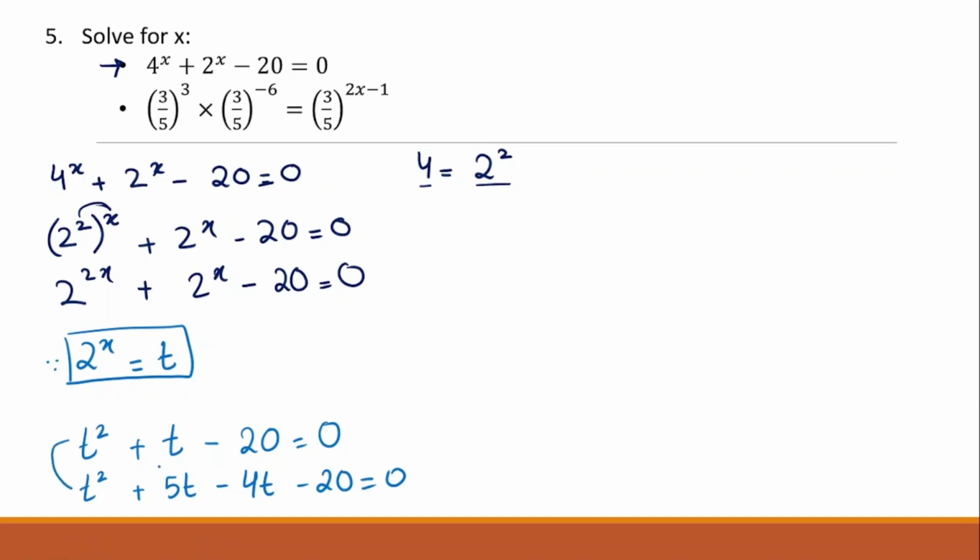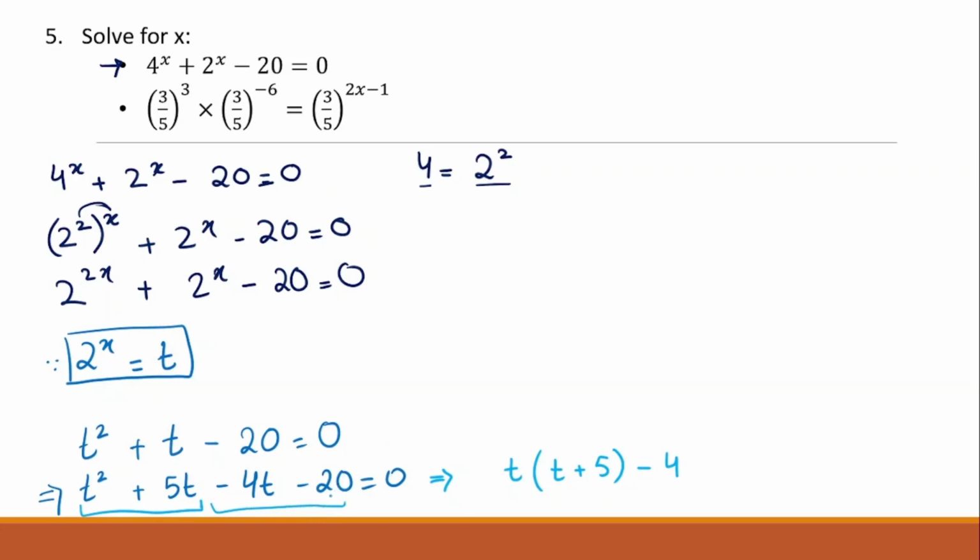T square plus t is basically t square plus 5t minus 4t. If you simplify this, you will get again t, right? So we have done this in order to find the factors. Now in these two terms we can take t as common. So we will be left with t plus 5 minus 4. In these two things we can take minus 4 common.